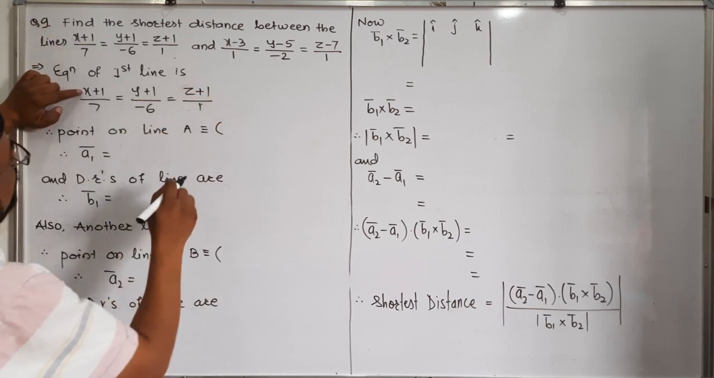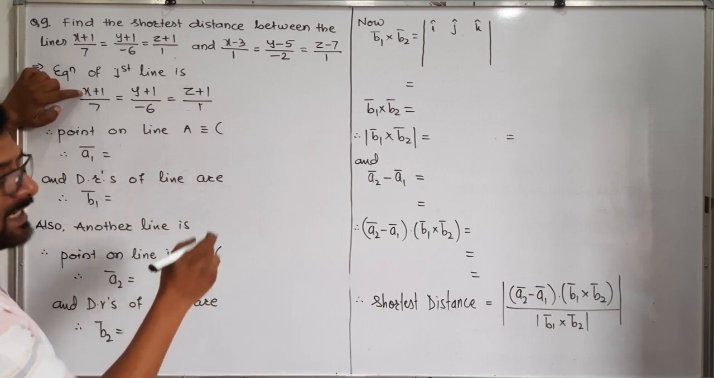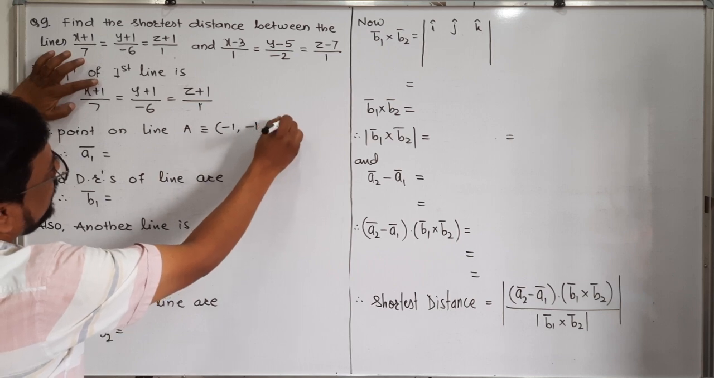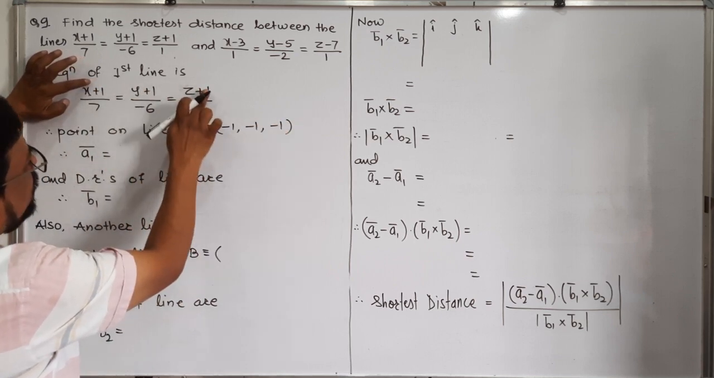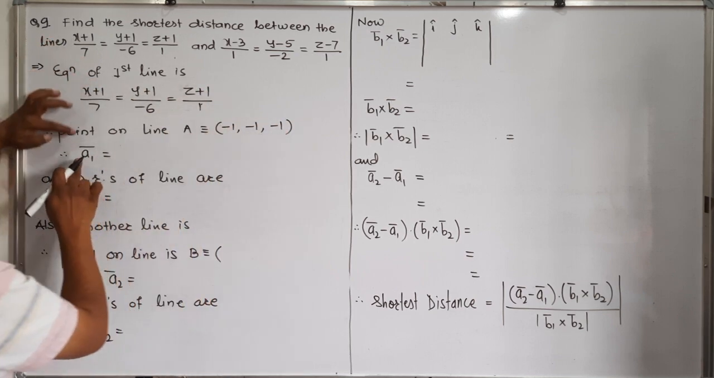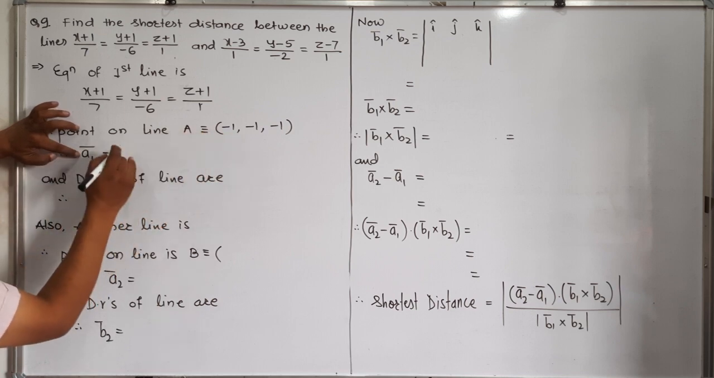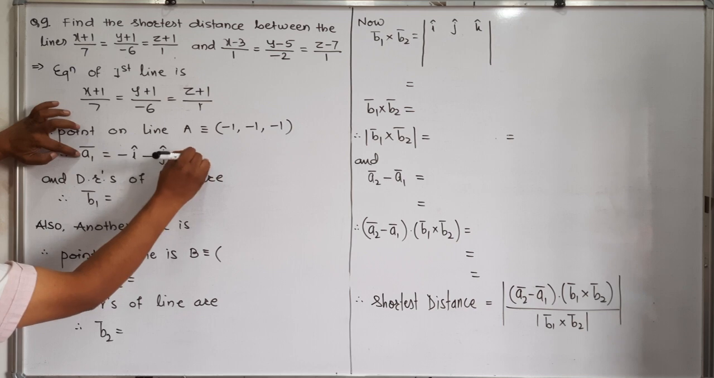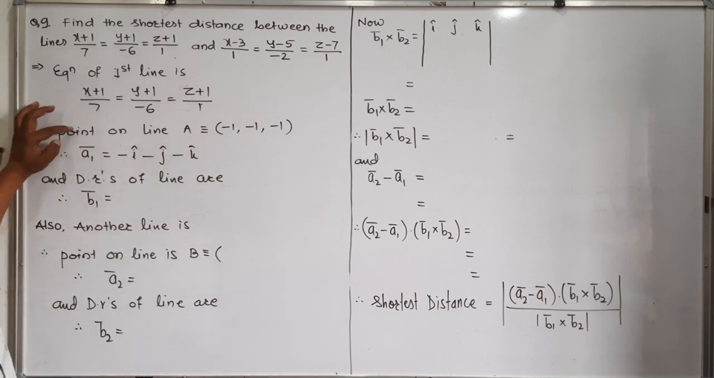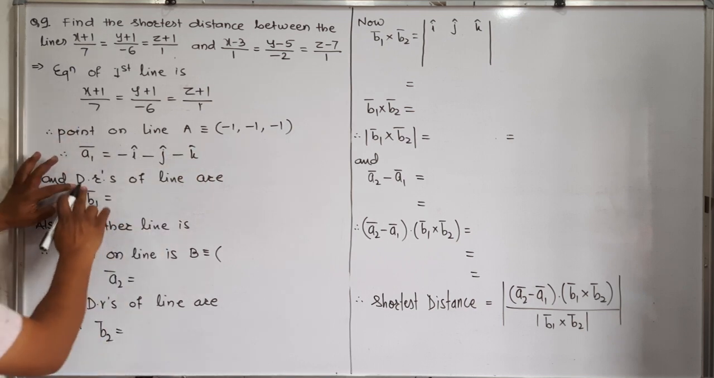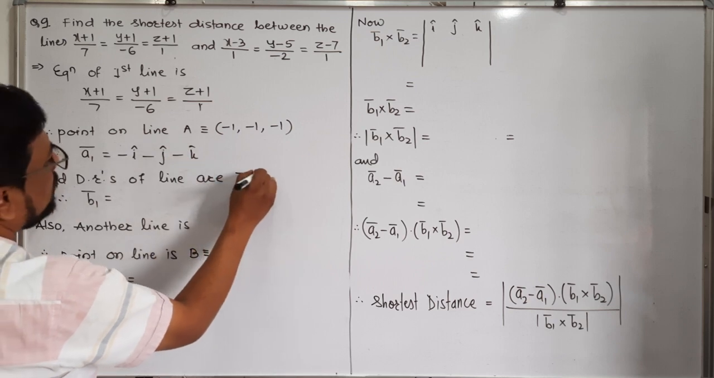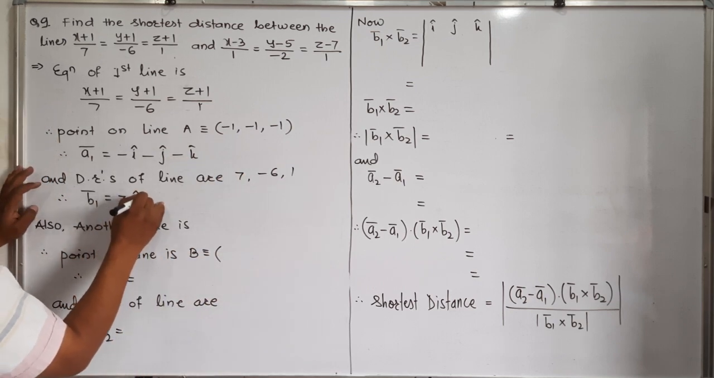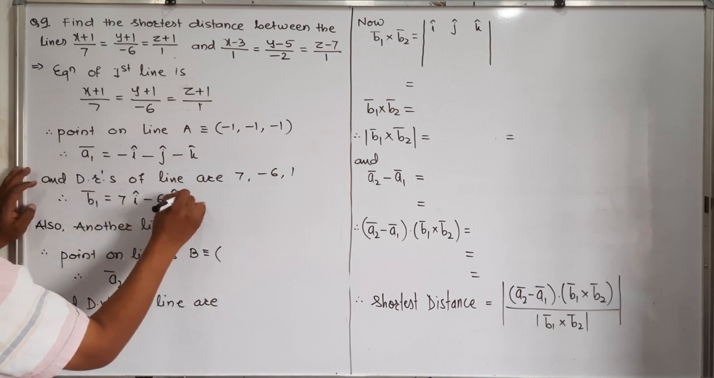Now the coordinates of the point, comparing it with x minus x1, these are minus 1, minus 1, minus 1. These are the coordinates of the point. Then a1 vector is minus i cap minus j cap minus k cap. And the direction ratios of the line are 7, minus 6, 1, therefore b1 is 7i cap minus 6j cap plus k cap.